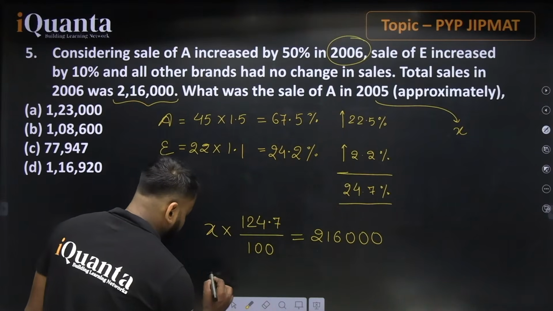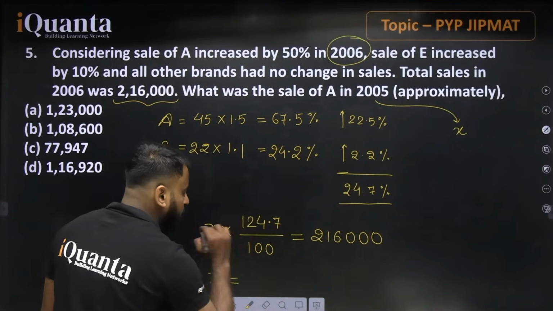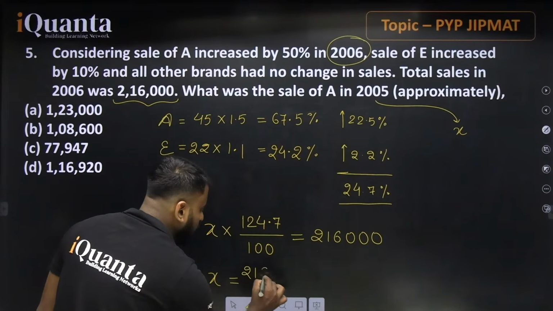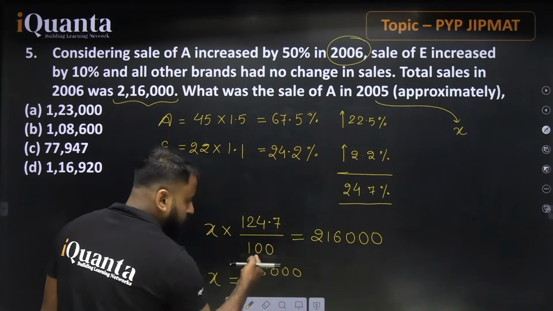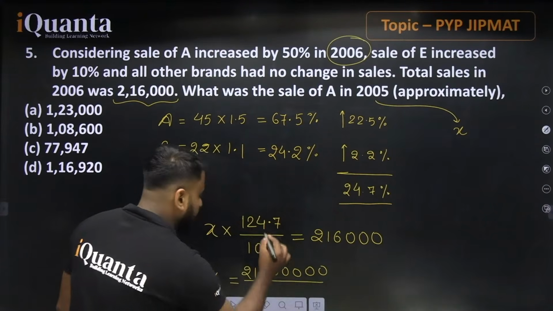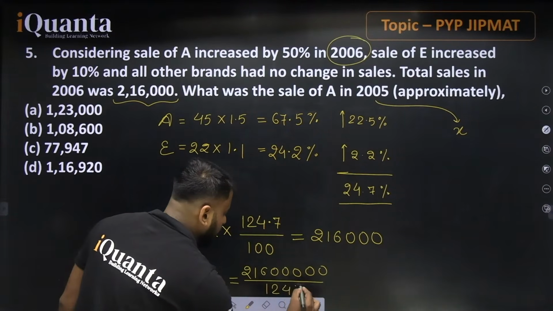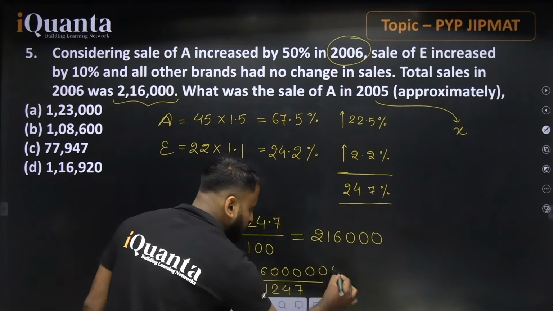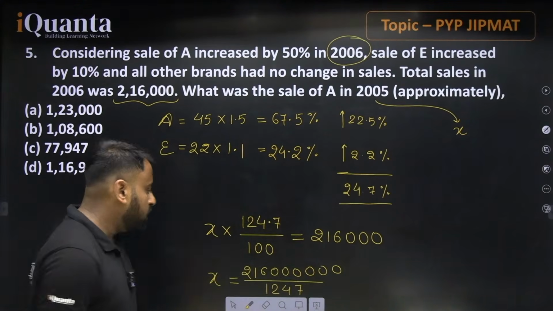Now let's talk about how we have to solve this. Remember that we are going with 216,000 and we add 00 over here, divided by 1247, and since we have a decimal, we can add one more zero here. Now see how it will work out.